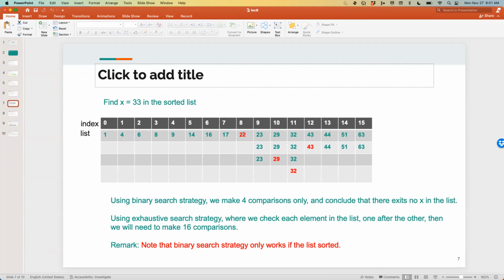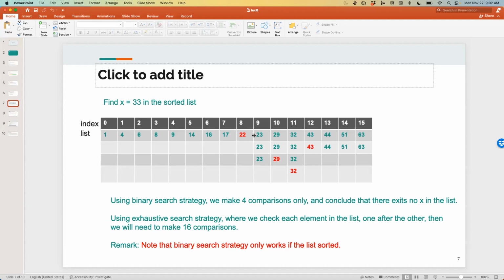Instead of starting from the beginning, like we do in exhaustive search, where we go through each element one by one to check whether it is the target element, here, because this is a sorted list, it has a certain structure. So we take out the middle element and compare it with the target element. If the middle element is equal to the target element, then we already found it. So we only make one comparison.